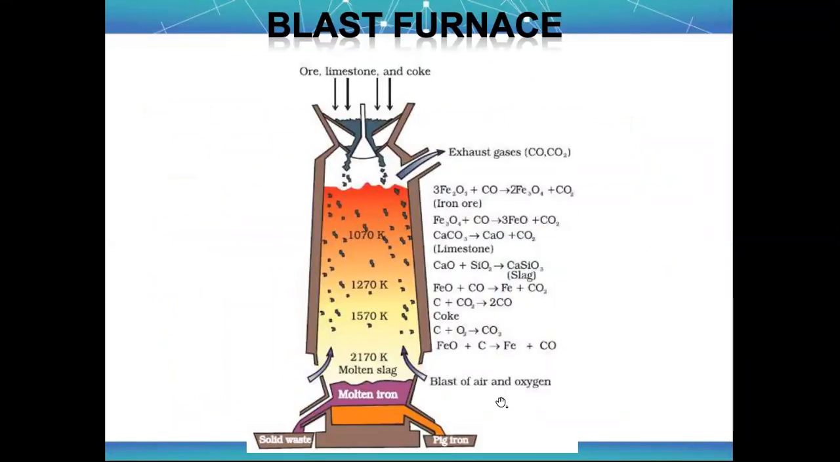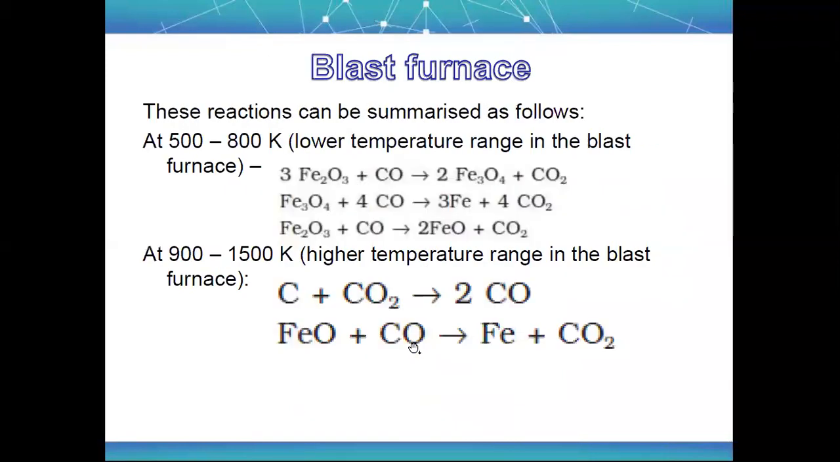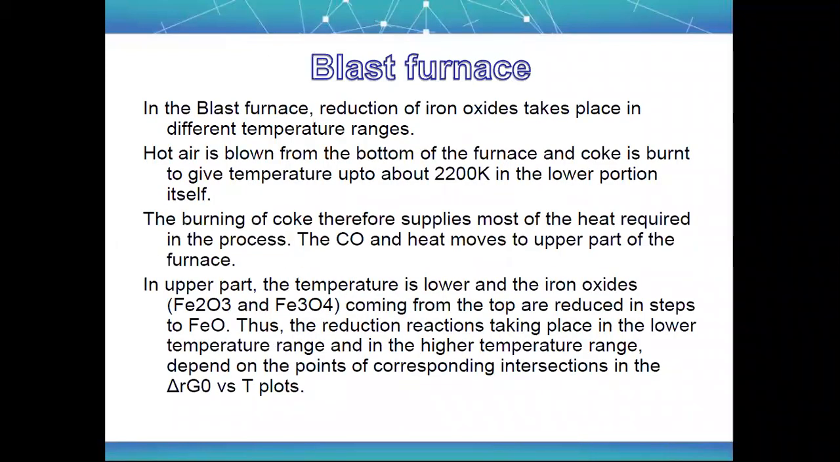What happened? The blast of hot air entered from the downward position, from the bottom of the furnace. And that increased the temperature up to 2200 Kelvin. Next, the burning of coke supplies most of the heat required in the process. When coke burns, it supplies a large amount of heat. Burning of coke supplies the large amount of heat which is required to perform the experiment.